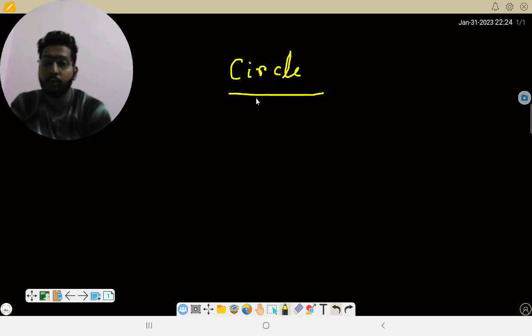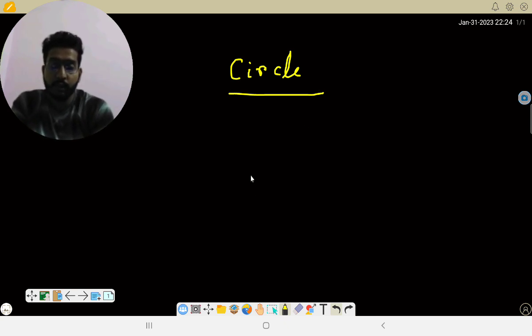Today we will talk about the chapter Circle that is included in class 11. So for the circle, first we should know what is circle. The chapter name is here, Circle. So to start the circle, first we should know what is circle.